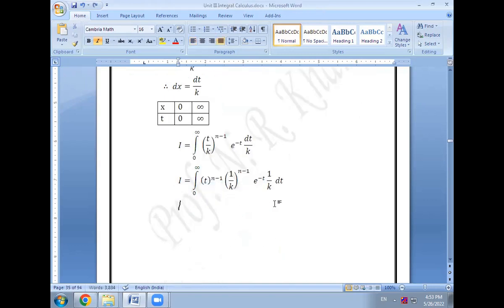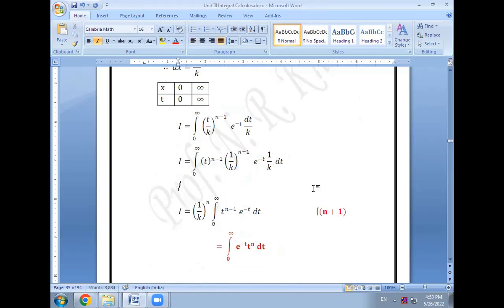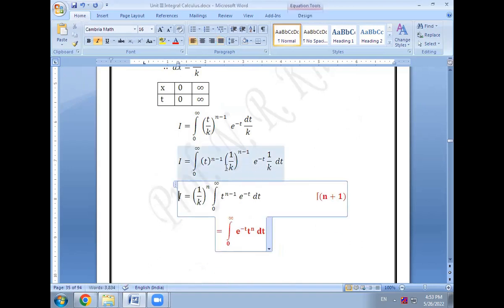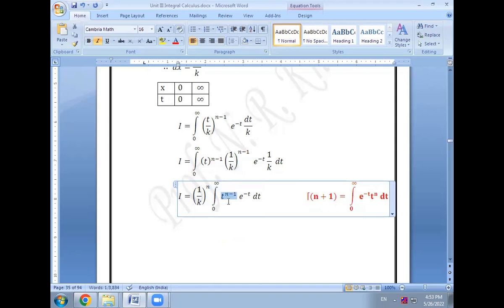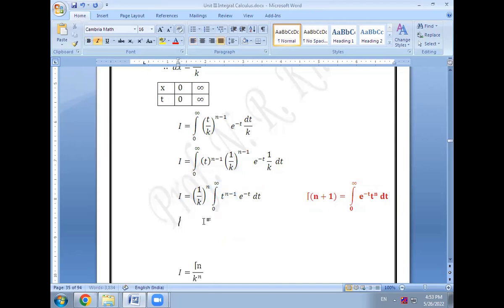Then we have to add the index of 1 upon k. So when we add the index of 1 upon k, it becomes 1 upon k raised to n, which is constant outside the integration. Then we write the remaining terms as it is. When we compare this example with the definition of gamma function, the index of t is n, so the answer is gamma of n plus 1. Here the index of t is n minus 1, so we get gamma of n, and index of k is n, so we got gamma of n upon k raised to n.